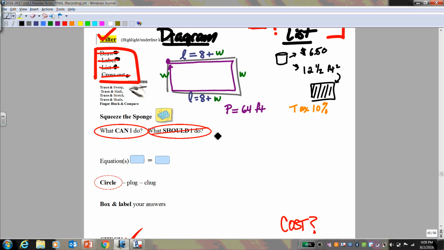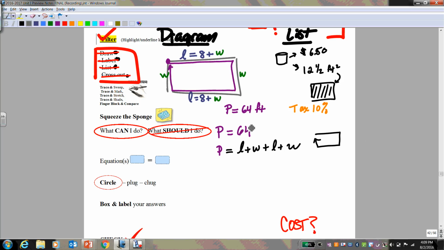We know that the perimeter equals 64 feet. Well, what else do we know? We know the perimeter equals length plus width plus length plus width, right? That's just a general concept, length plus width plus length plus width. That's perimeter. What could we do with that? Right now, we really can't solve for a variable. So you ask yourself, what can I do?